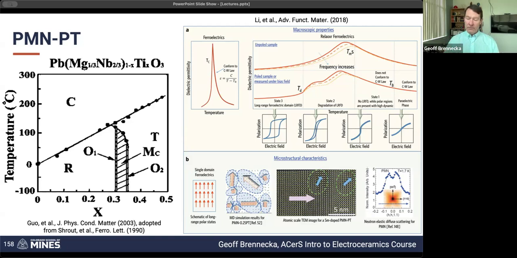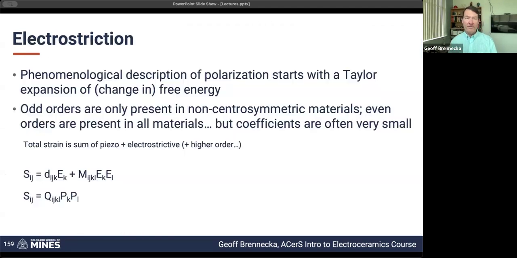So we talk about it in terms of relative permittivity. Well, what does that mean? That just means that you're stretching dipoles. When you're stretching dipoles, you're also getting strain. So we're going to take advantage of that field-induced strain in a couple of different ways.